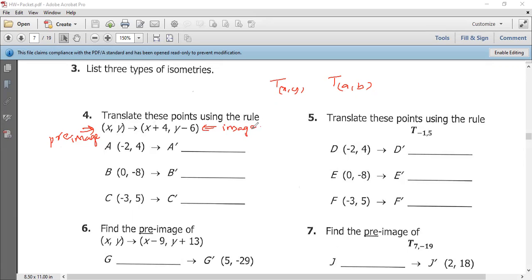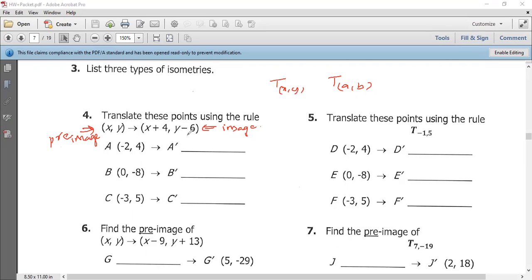We should be very clear about the technical terms, then only will we be able to answer the questions easily. Here they are asking to translate these points using the given rule. What I have to do is add 4 units to the x-axis values and subtract 6 from the y-axis values. Then I will get the transformed image. I'm just going to substitute it.